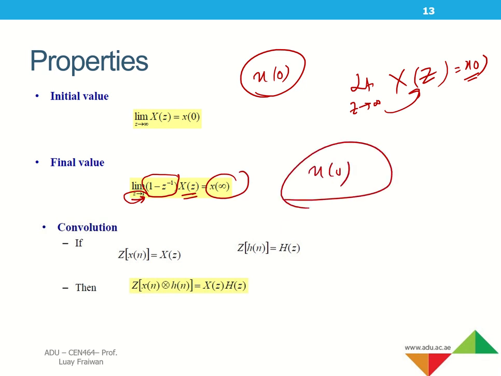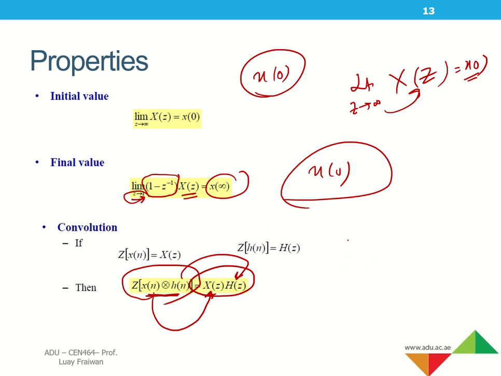Convolution is a very important property, but again a very simple one. If two signals are convolved in the time domain and you want to take their z transform, it will be equal to the original signal's z transform multiplied by the second signal's z transform. So convolution in the time domain is equal to multiplication in the z transform or frequency domain.